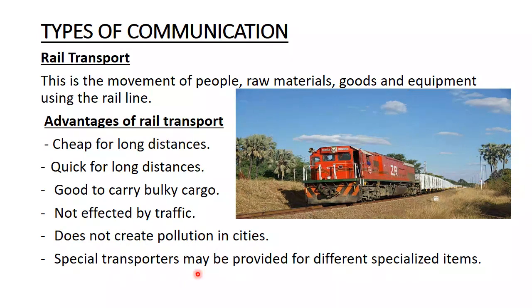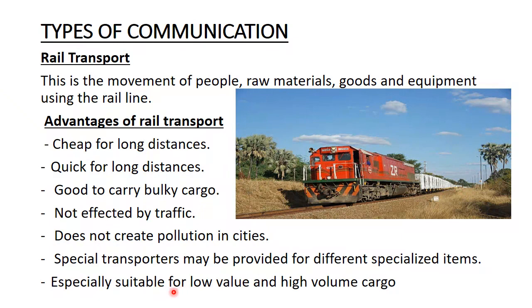Special transporters may be provided for different specialized items. What this means is, for example, if you want to transport blocks for building a house, they can provide special containers called wagons where those blocks can be put. If you want to transport acid from point A to point B, they can provide other containers which are round in shape, which are good for commodities like acid. So they can provide special transporters for specialized items.